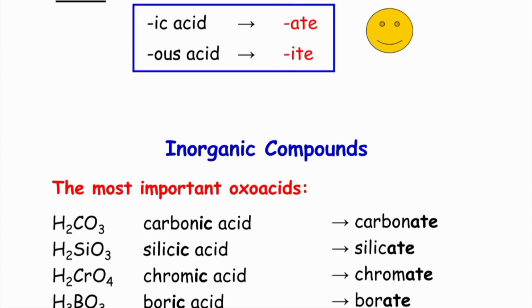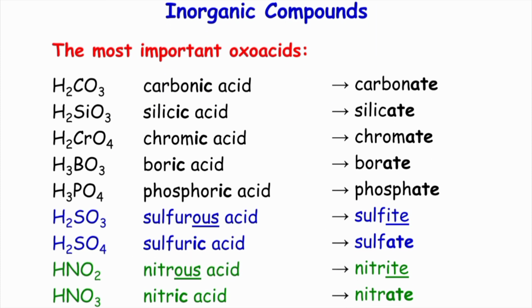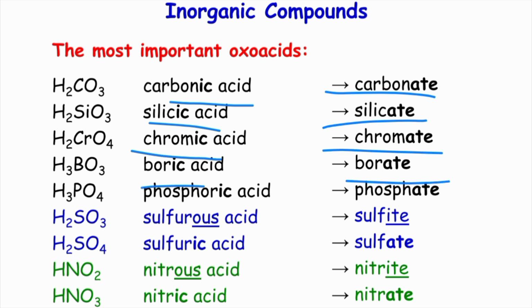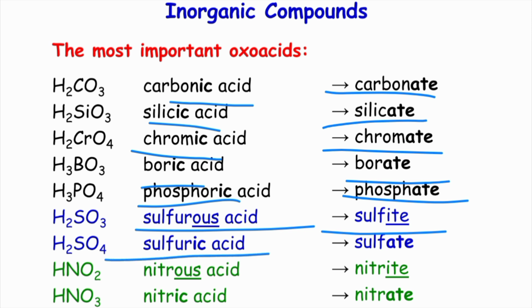The most important oxo acids: carbonic acid into carbonate, silicic acid into silicate, chromic acid into chromate, boric acid into borate, phosphoric acid into phosphate, sulfurous acid into sulfite, sulfuric acid into sulfate, nitrous acid into nitrite, nitric acid into nitrate. These are ions again.